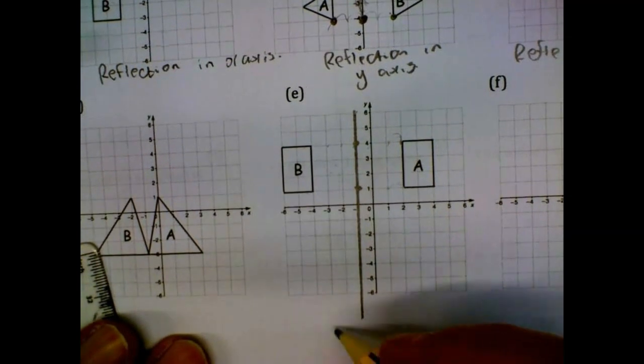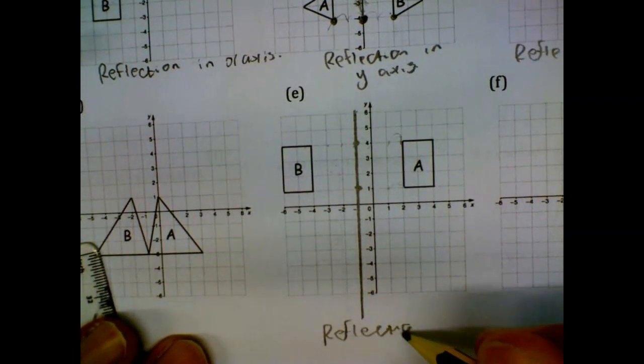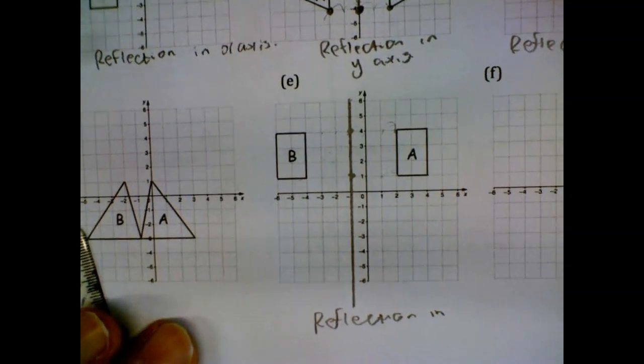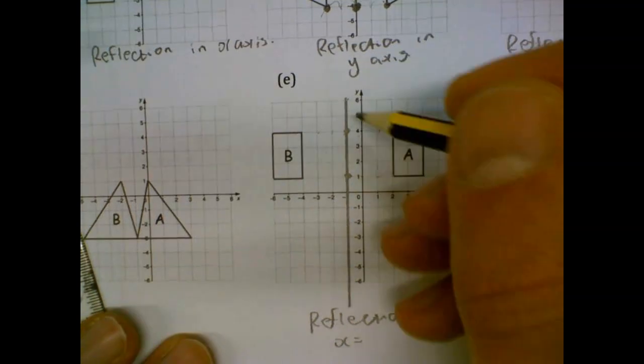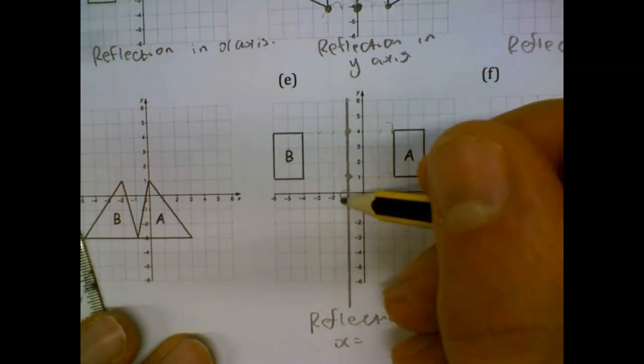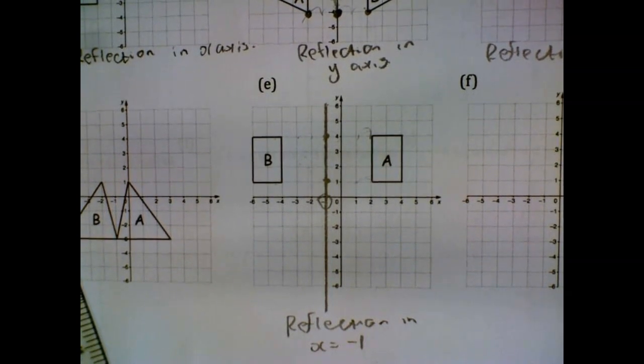So what's my final answer? It's going to be a reflection in, and what's the line? X equals, and what does x equal? X equals -1. So it's a reflection in x equals -1.